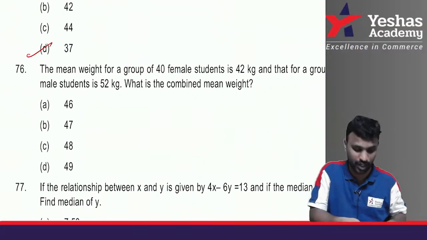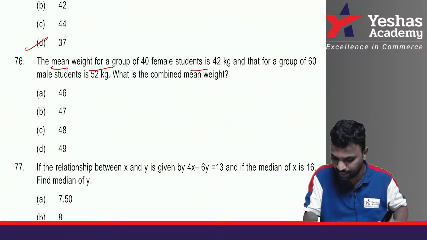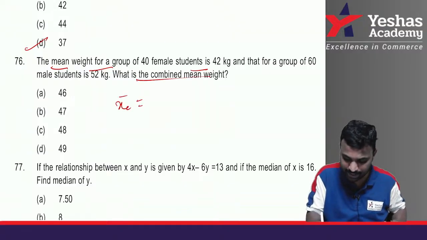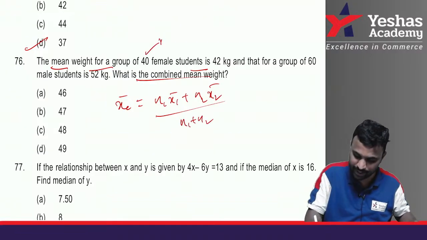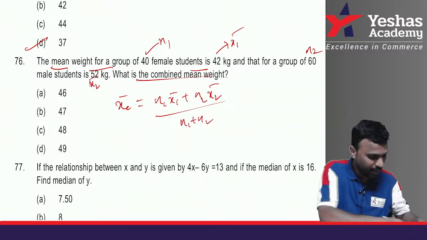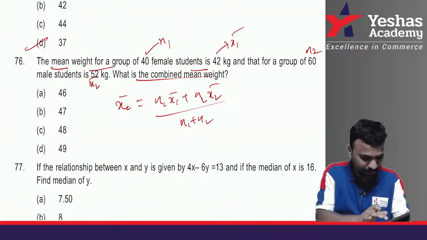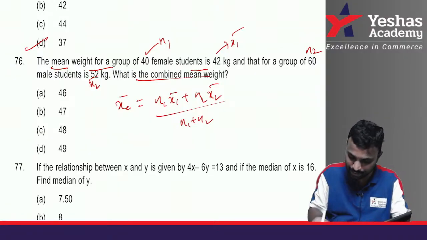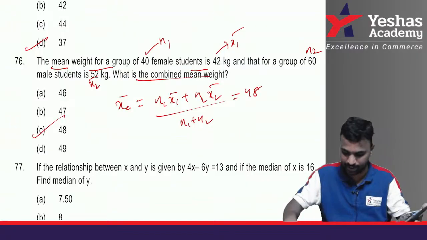Guys, moving on to the next question, question number 76. The mean weight of a group of 40 female students, it's about the combined mean, guys. X combined bar is N1 X1 bar plus N2 X2 bar divided by N1 plus N2. N1 is 40, X1 bar is 42, N2 is 60, X2 bar is 52. Use the memory of your calculator: 40 into 42, M plus, 60 into 52, M plus, MRC, divided by N1 plus N2, which is 100. The result is 48. Option C is the right answer.